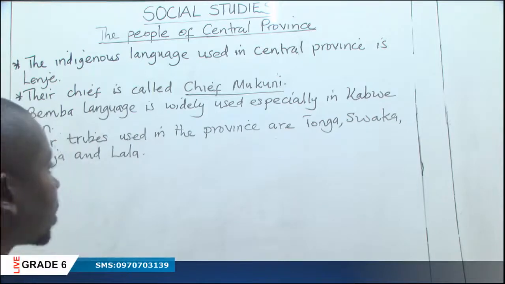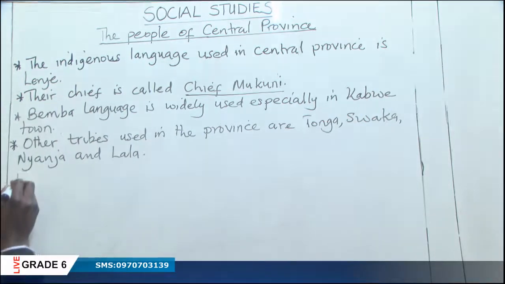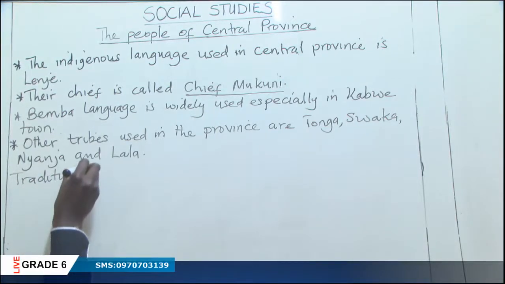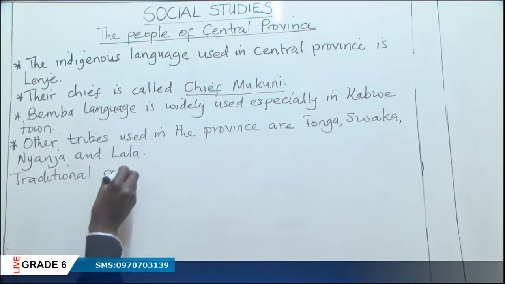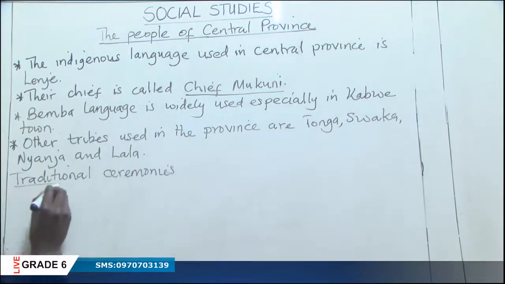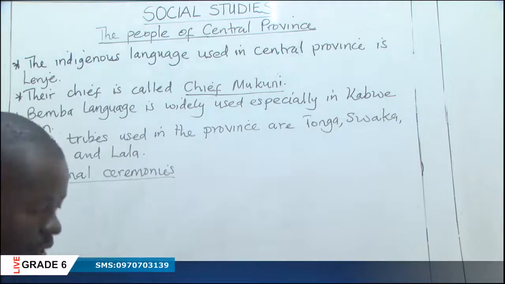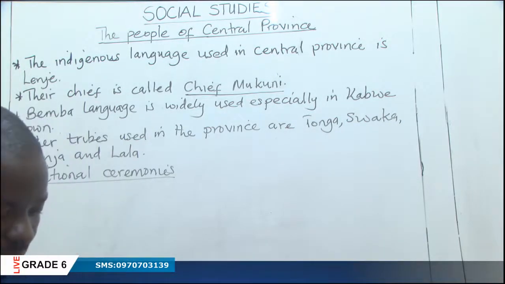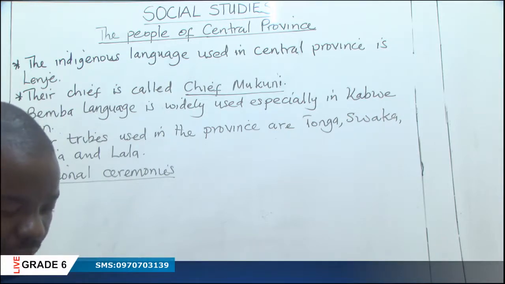Okay, let's look at their traditional ceremonies. Traditional ceremonies found in Central Province. You must understand, boys and girls, that the Kaondes celebrate a ceremony called Musaka Jikuvi.